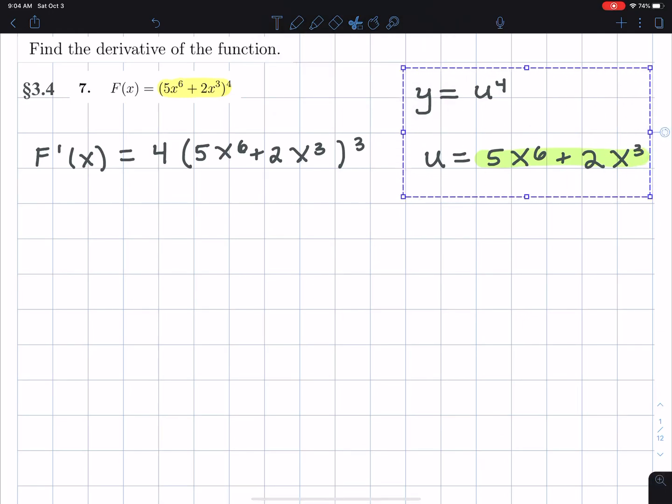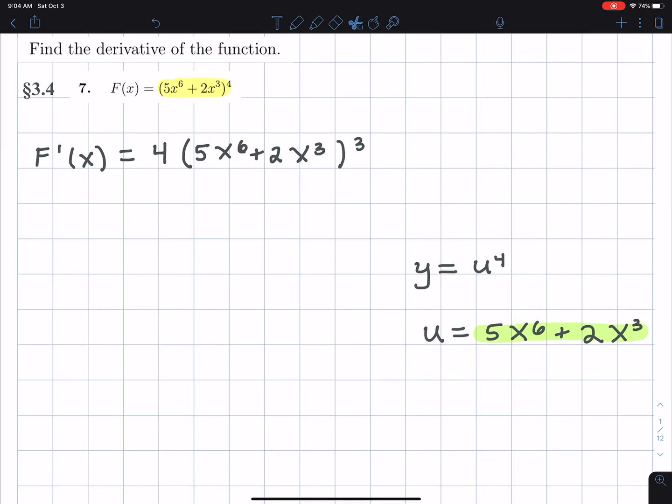Now, the way the chain rule works is I simply take the derivative of u to the fourth, which is 4u to the third, and multiply it by the derivative of u, of this inside. I multiply by the derivative of the inside. And that derivative, when I use the power rule, is 5 times 6x to the fifth plus 2 times 3x squared.